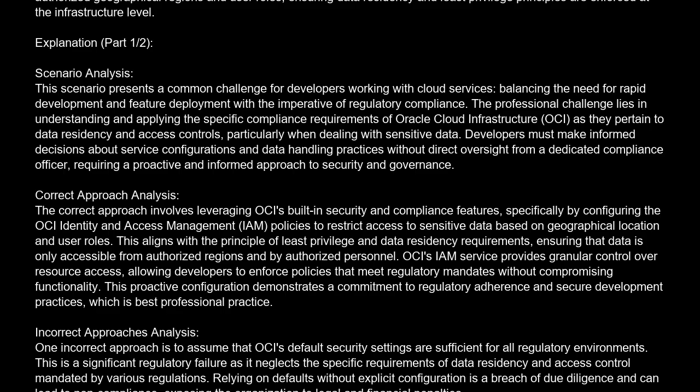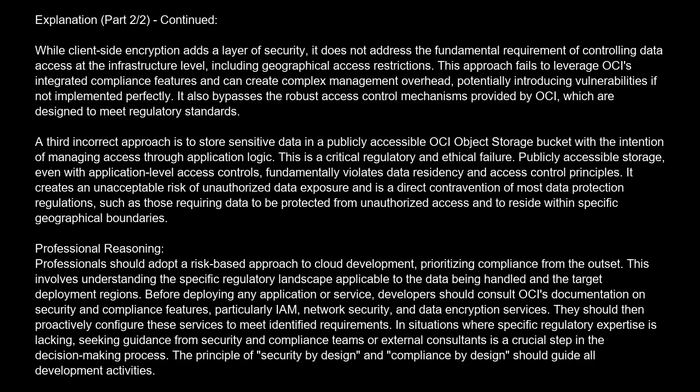Another incorrect approach is to implement custom client-side encryption without considering server-side controls and OCI's native IAM capabilities. While client-side encryption adds a layer of security, it does not address the fundamental requirement of controlling data access at the infrastructure level, including geographical access restrictions. This approach fails to leverage OCI's integrated compliance features and can create complex management overhead, potentially introducing vulnerabilities if not implemented perfectly. It also bypasses the robust access control mechanisms provided by OCI, which are designed to meet regulatory standards.